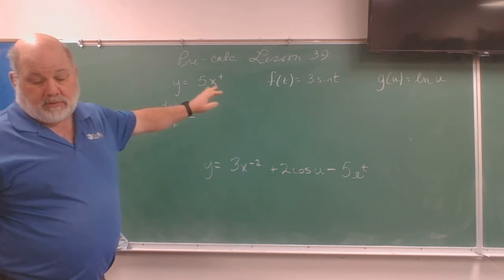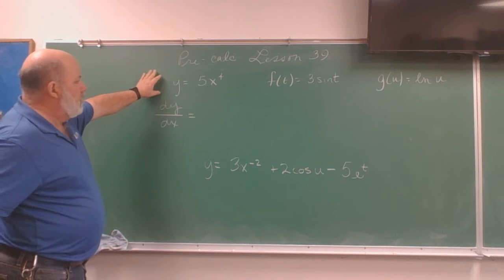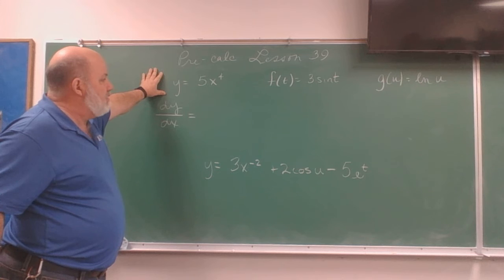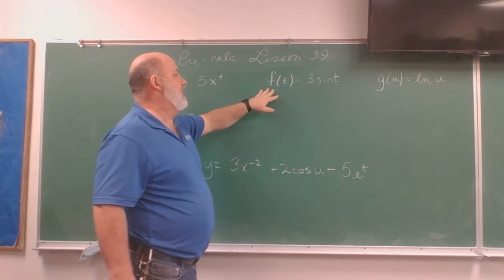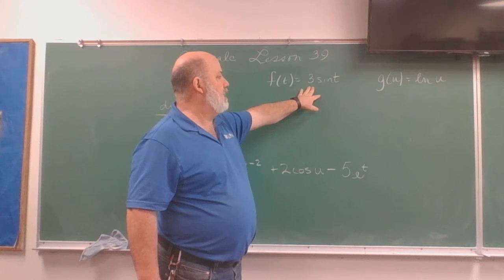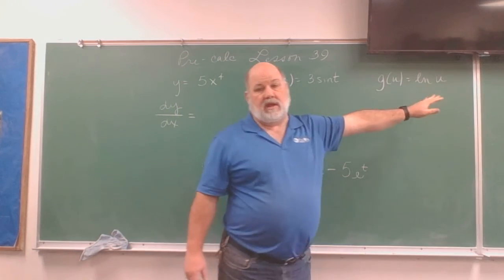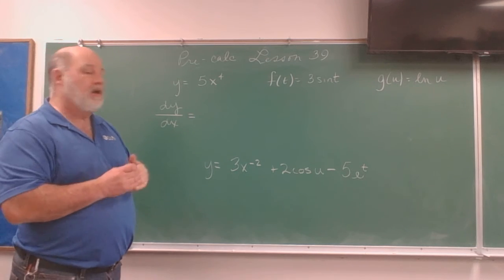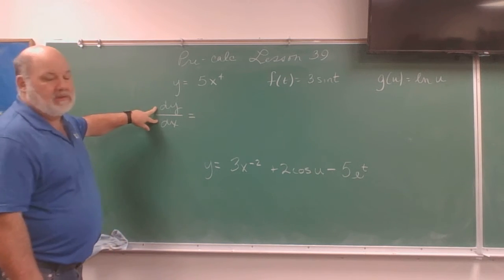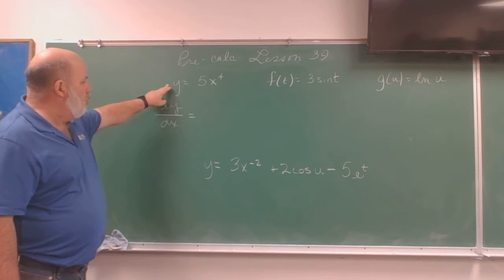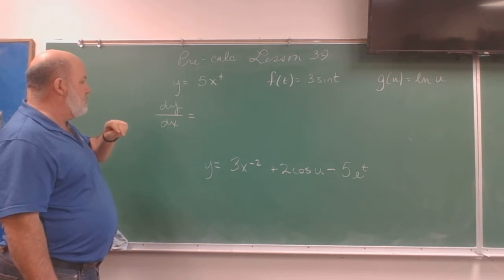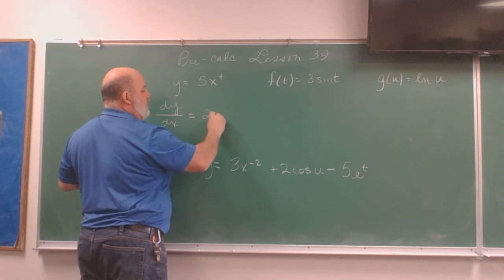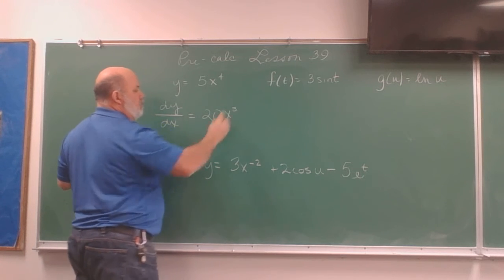On page 206 at the bottom, they give us three expressions. They give us y equals 5x to the fourth, the function of t, f of t equals 3 sine t, and g of u equals ln u. And we would go find the derivative of all of these. Now, in all of these, we're going to use Leibniz's notation. He said the change in y over the change in x. We know that the derivative is going to be 4 times 5, that's just 20, and x cubed.